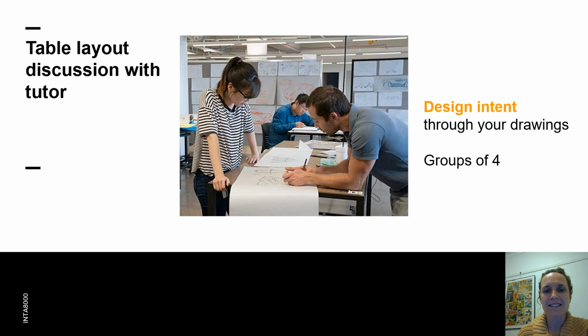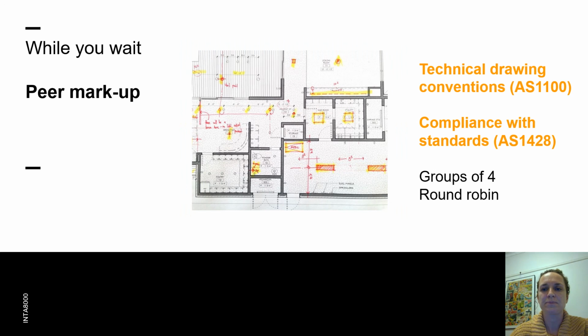So with your tutor in groups of 4, you'll be laying out your drawings, and we'll be talking about the design intent and the spatial experience. Again, focusing on the large scale master plan and architectural gesture so that we can sign off on this and you can then move on into interiors. While you're waiting to see your tutor, you'll be in groups of 4 in a round robin format, marking up each other's drawings based on technical drawing conventions and on compliance with standards.